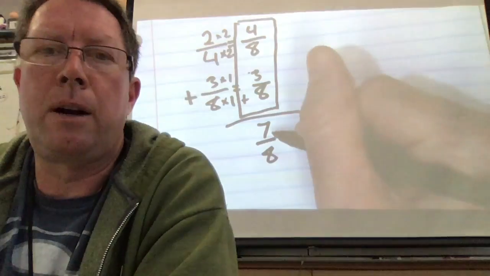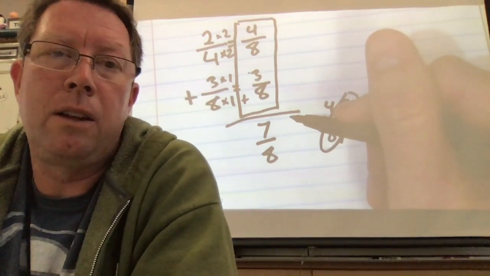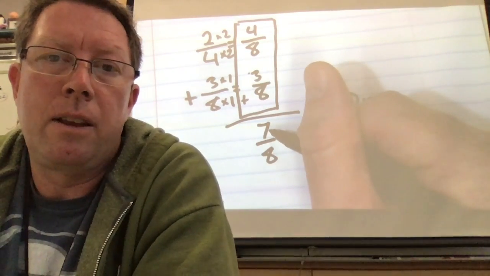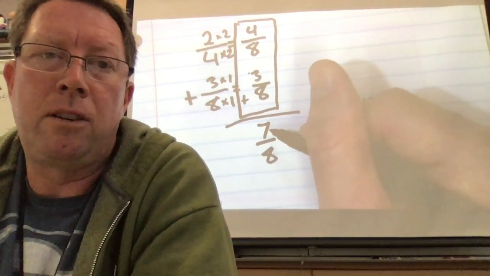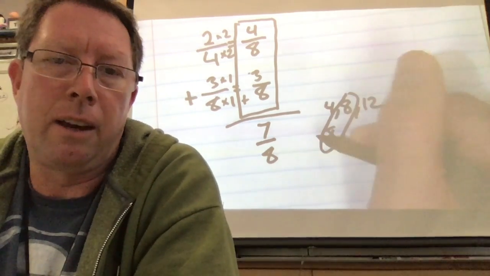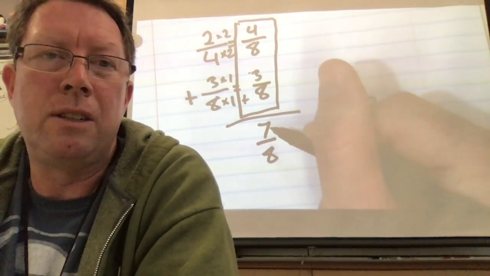Now, 7 is a prime number. I'm going to see in my head for a minute, can I reduce this any? Because if I can, I must. 7 is a prime number. So you can only divide it by 2 things. And if I divide it by a 1, I'm just going to get 7/8 again. That's not going to help me. So I never divide by 1. The other number I could use is a 7.